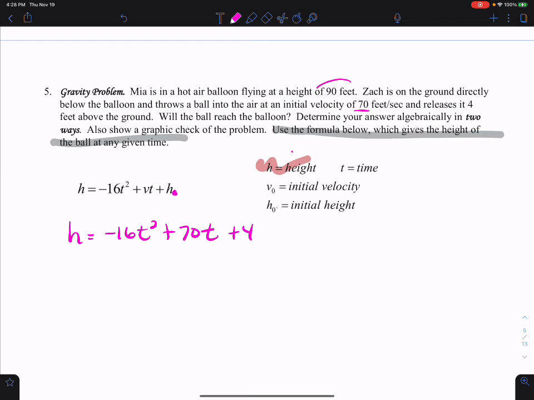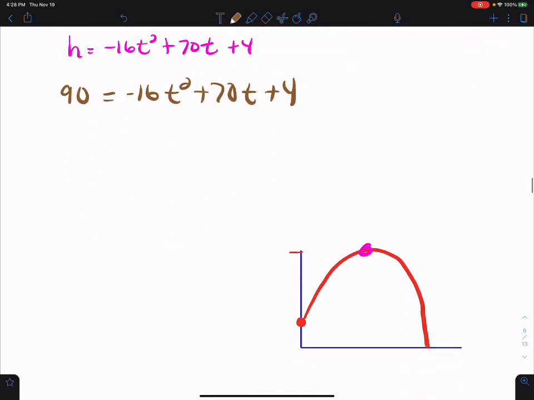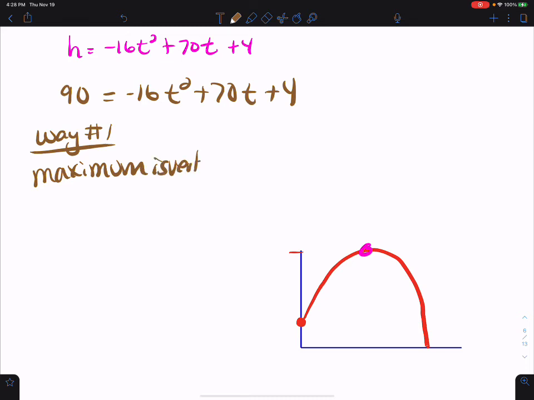If the balloon is 90 feet in the air, I'm wondering if our equation would ever be true. Is there a value of t that I can plug in that would make the output equal 90? If there is, then my ball hits the balloon. If there isn't, then it doesn't. It asks us to do this in 2 different ways. The first way is the easiest, which is the maximum. So way number 1: we know that if we're throwing a ball, the maximum is the vertex. So what is the maximum of this equation?